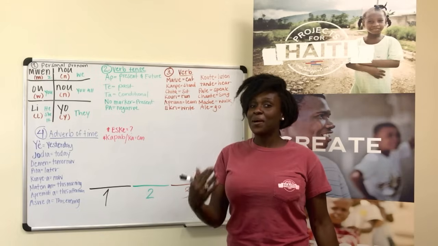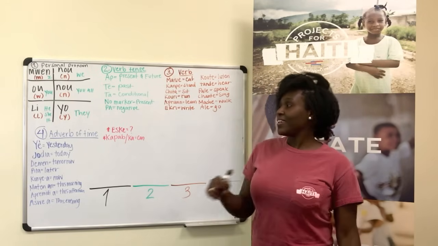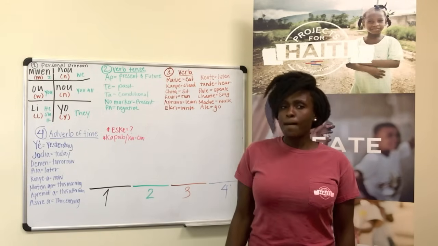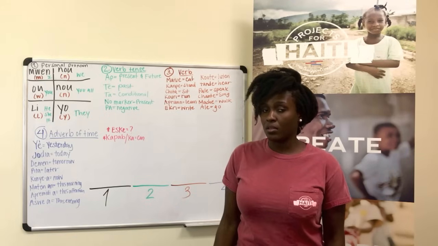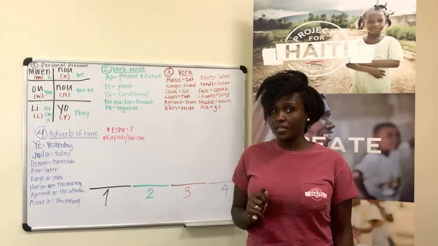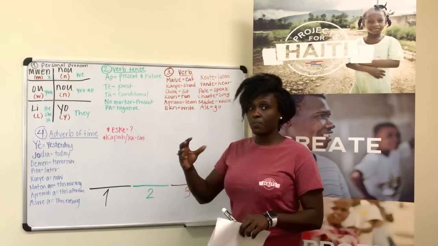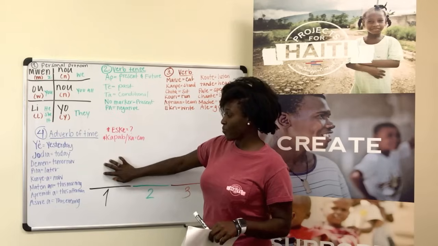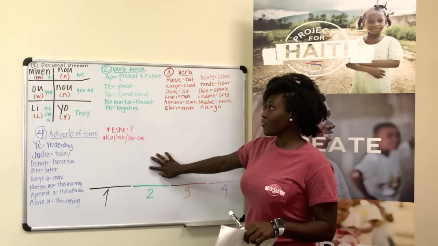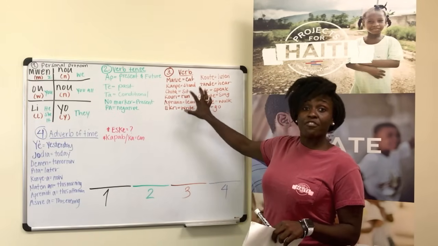Moi te manger. I ate. If I say yo pas manger, they don't eat. You could already begin to see it is a very simple sentence structure. So first we've got the personal pronouns. Next we've got the verb tense. Next we have the verb.